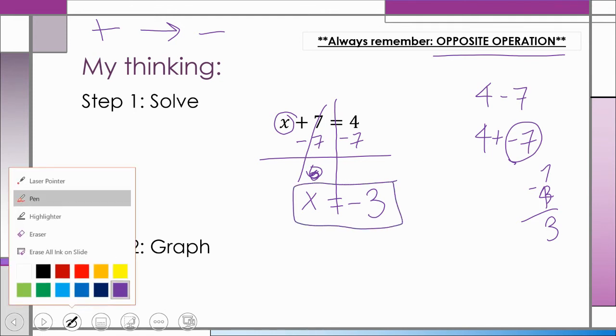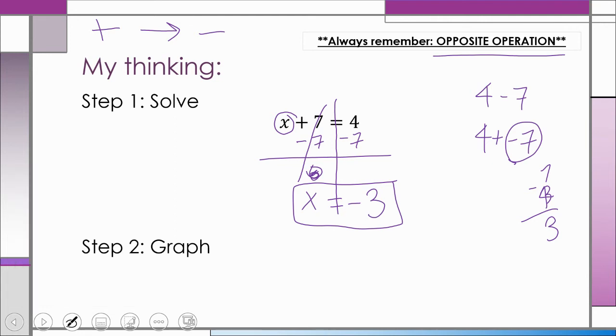The next thing I want you to do, and this is what you're going to have to do on your worksheet, is you're going to graph it. And so what I'm going to do is I'm just going to put a line with arrows on both sides and just put a dash, and I'm going to put negative 3 there.